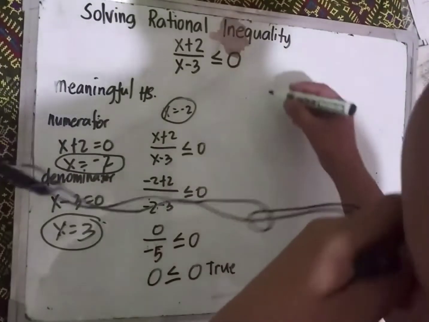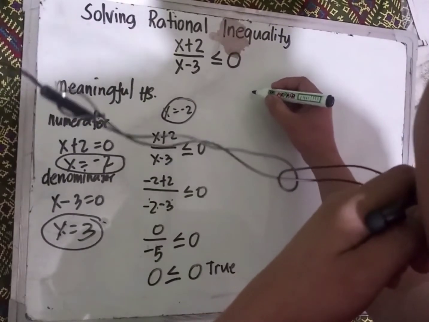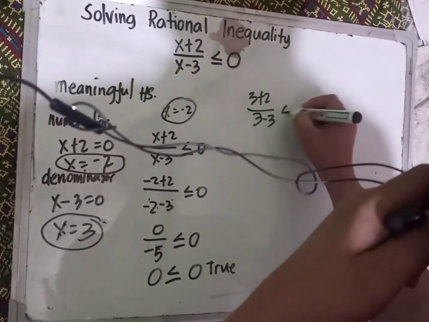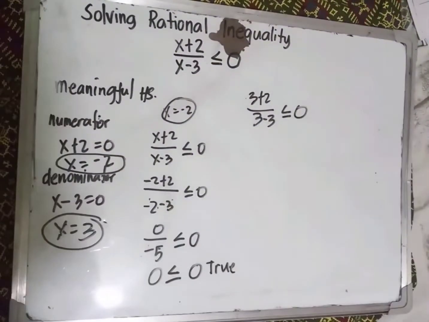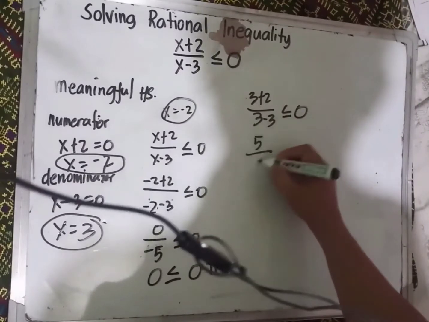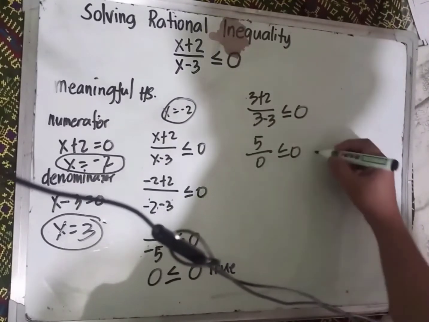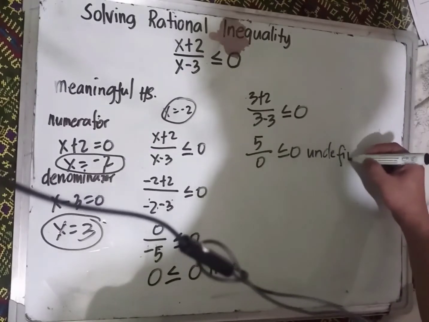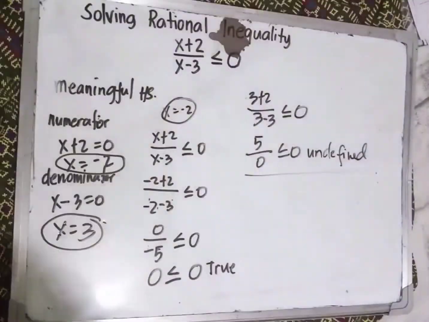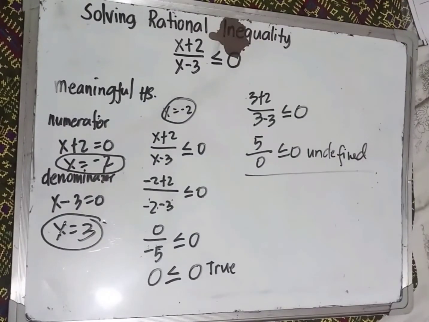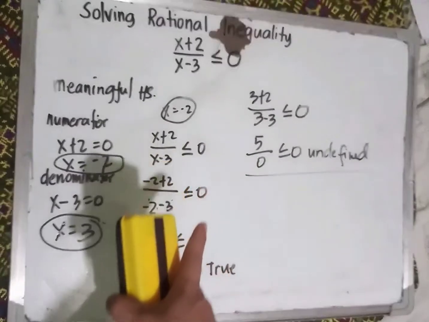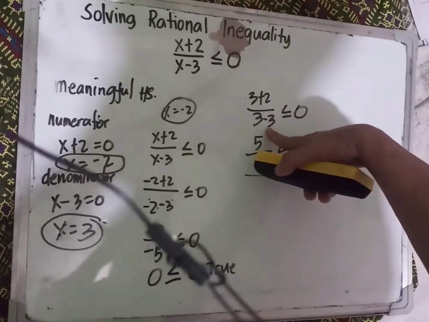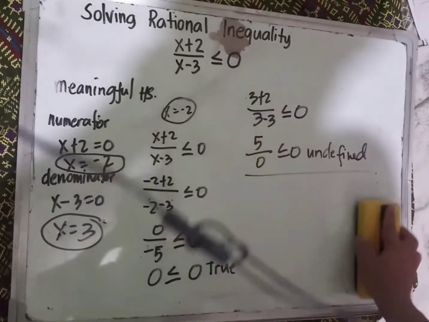How about positive 3? That is (3 + 2)/(3 - 3) ≤ 0, so 5 over 0 ≤ 0. That is undefined because the denominator is 0. Remember, negative 2 is part of the solution and positive 3 is not part of the solution because the result is undefined.